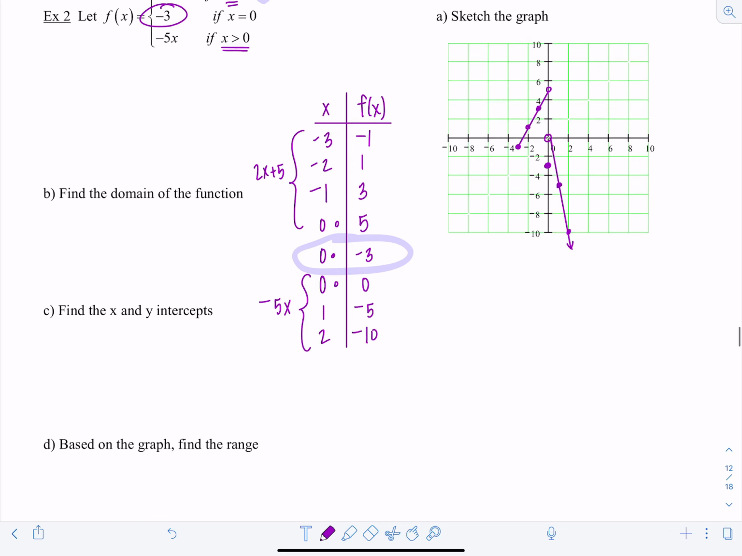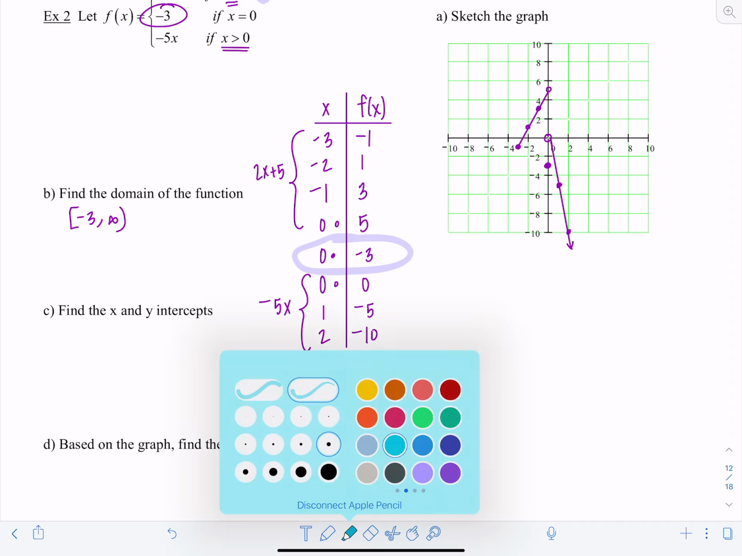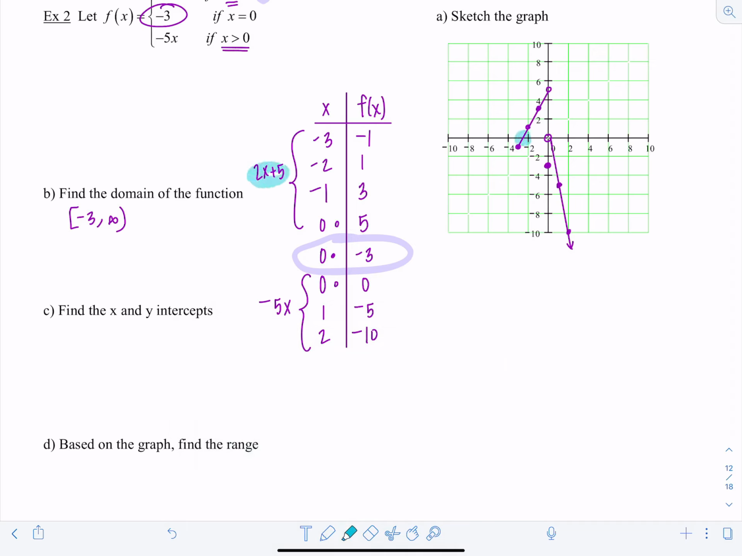So find the domain of the function. All right. So it looks like the smallest x value we were allowed to plug in was negative 3, but we were unbounded in the positive direction. So positive infinity is fine. Find the x and y intercepts. So the graph can help us. For the x-intercepts, you set y equal to 0, right? Based off of the graph, it looks like we have an intercept here, and that was on the portion where f of x was equal to 2x plus 5. So I'm just going to set 2x plus 5 equal to 0, which means x equals negative 5 halves. So the x-intercept is at negative 5 halves, 0.